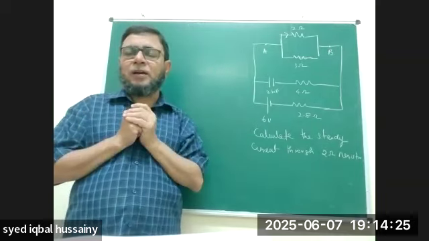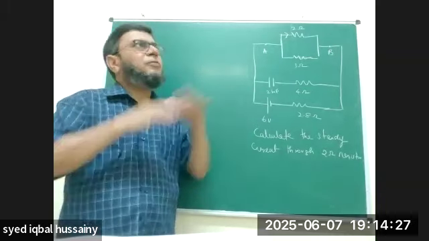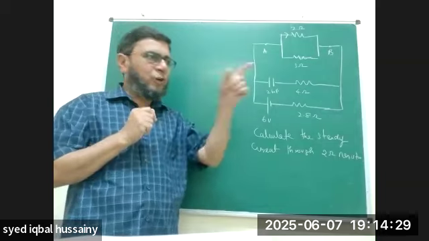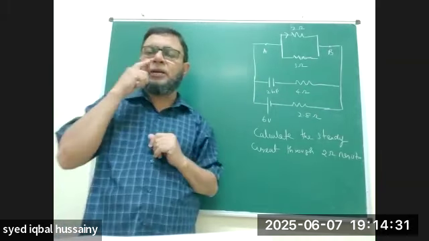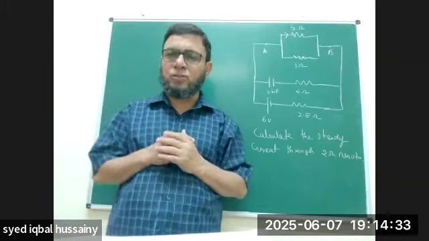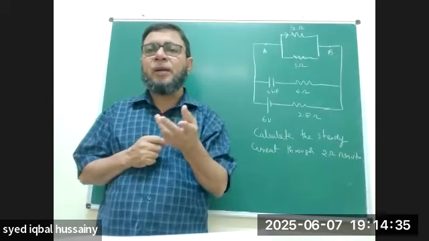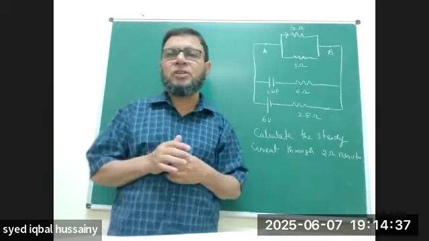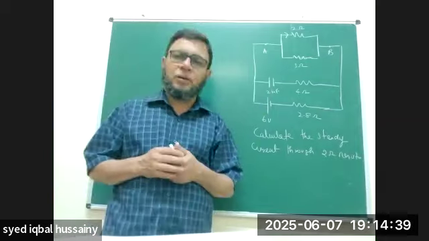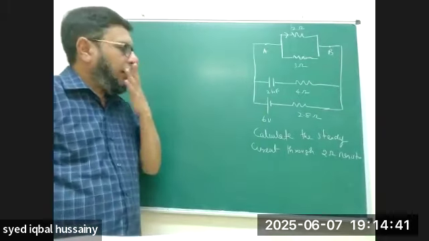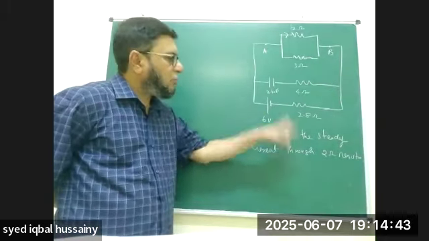When will current flow? Even in our household circuit, only if a potential difference is there will the current flow. Otherwise, current will not pass through. If you remember this now, then while teaching the Wheatstone bridge concept you will understand it very clearly. Okay, now look, what is here? Calculate the steady current through the 2 ohm resistance.